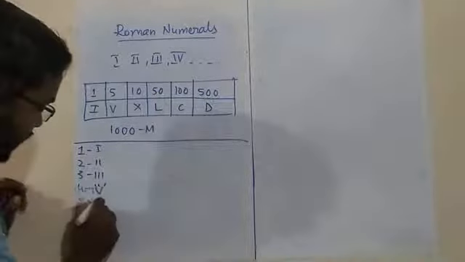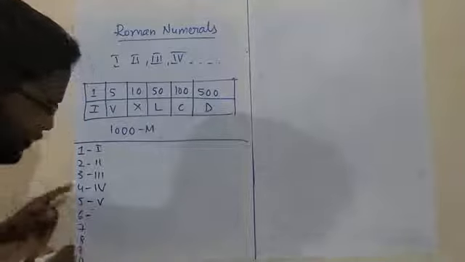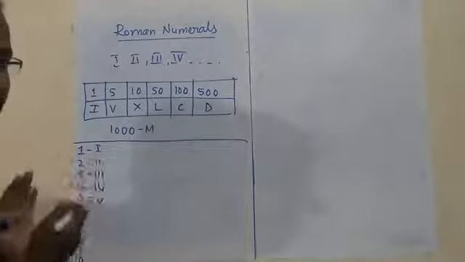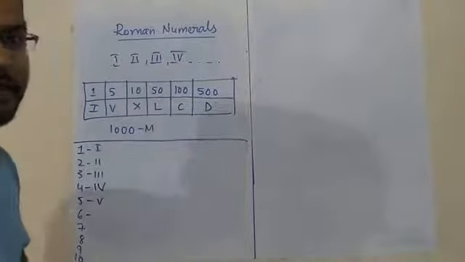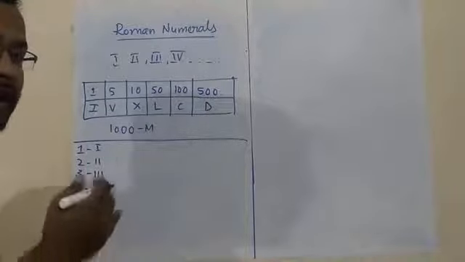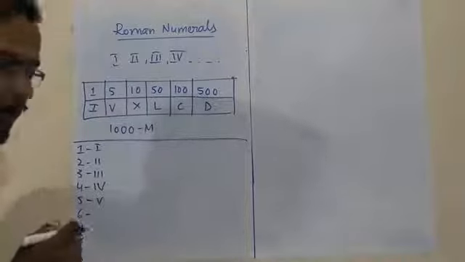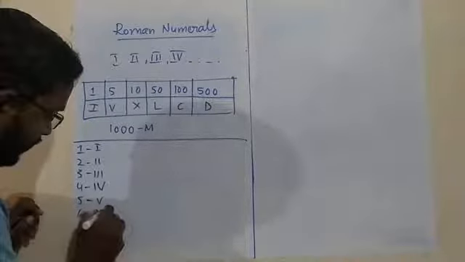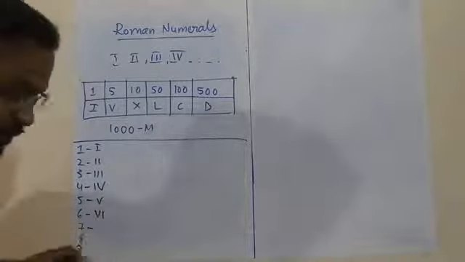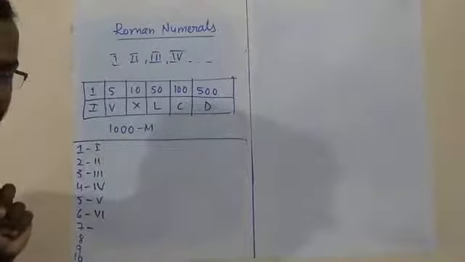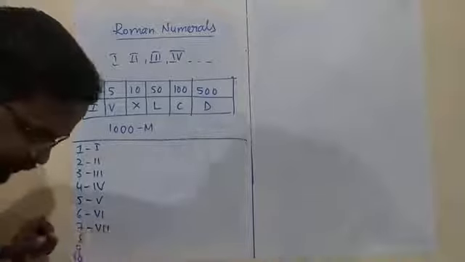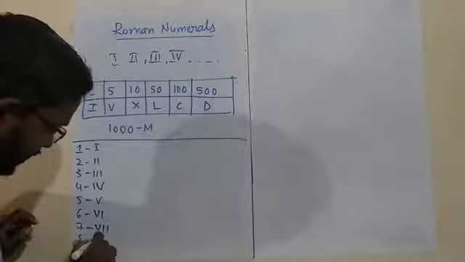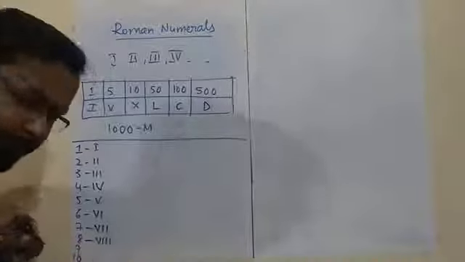Next, 5 we are using V, and for 6: if you write a letter before that number, it will be subtracted, and if you write it after that number, it will get added. So VI will become 6, 5 plus 1. For 7 it will be VII. Same way for 8 it will be VIII.